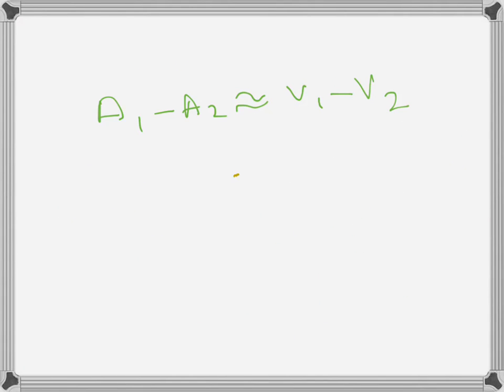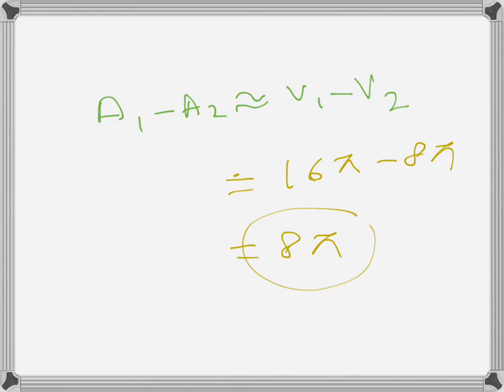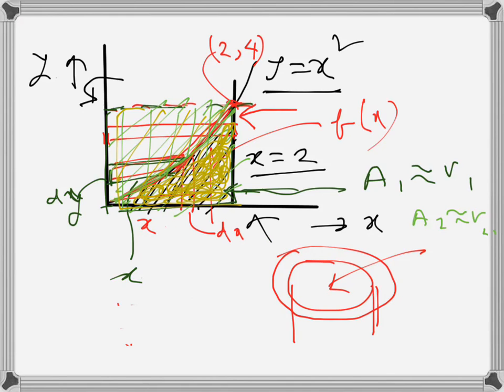So V1 is 16 pi minus 8 pi, which is 8 pi. This is the same as before. In the previous video we got the same result, but this time we used the disk method, so we had to subtract. We used only one line and considered the volume when it's revolved around the y-axis, and then we considered the second and subtracted it from the first to get this volume.